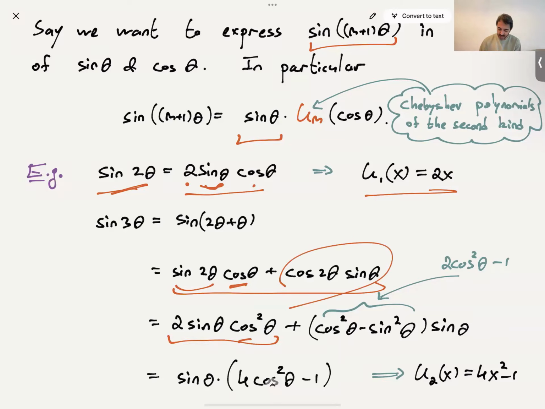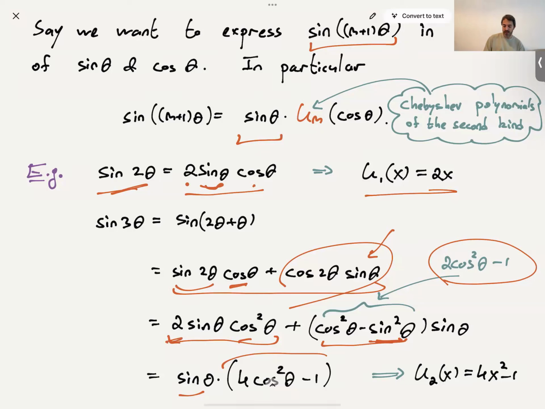As for the second summand here, I used the cosine 2 theta. I opened it up as cosine squared theta minus sine squared theta, this usual thing, times the sine theta that sits here. Now we don't like sines, so we replace that sine squared with 1 minus cosine squared, which altogether gave us this 2 cosine squared minus 1. So, all in all, this is sine theta times this polynomial in cosine.